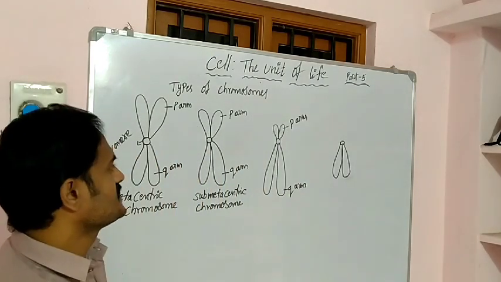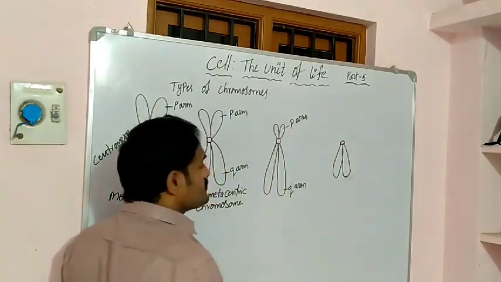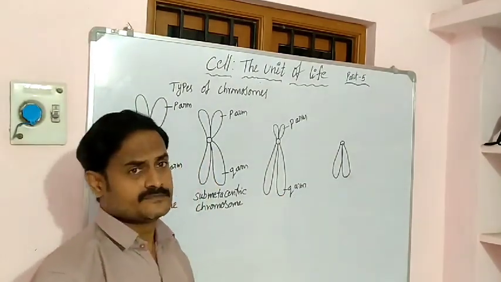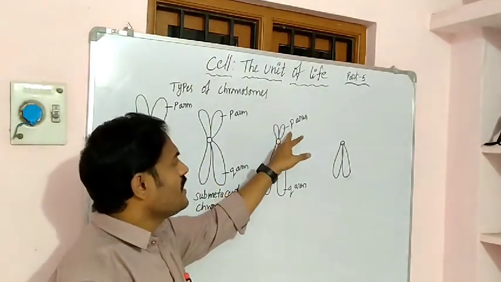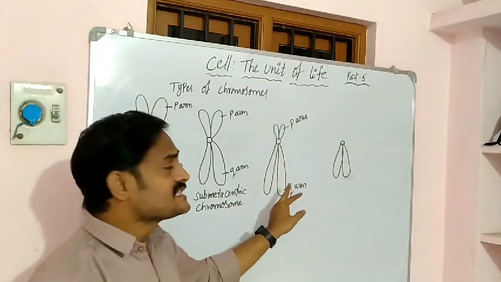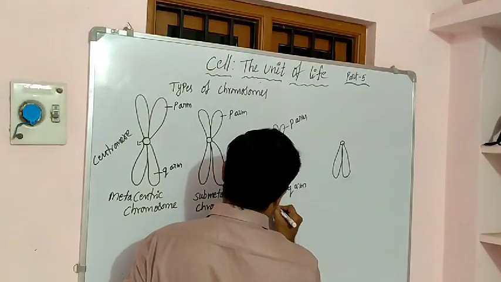Then coming to the third, here also this is the P-arm and this is the Q-arm. See, in the third chromosome, the P-arms are too small compared to the Q-arm. Such a chromosome is called acrocentric.